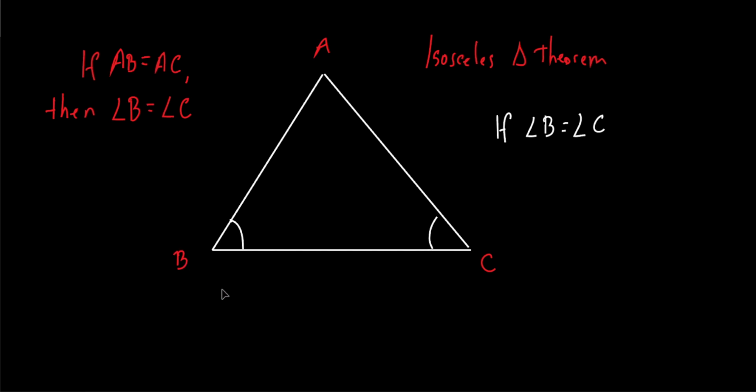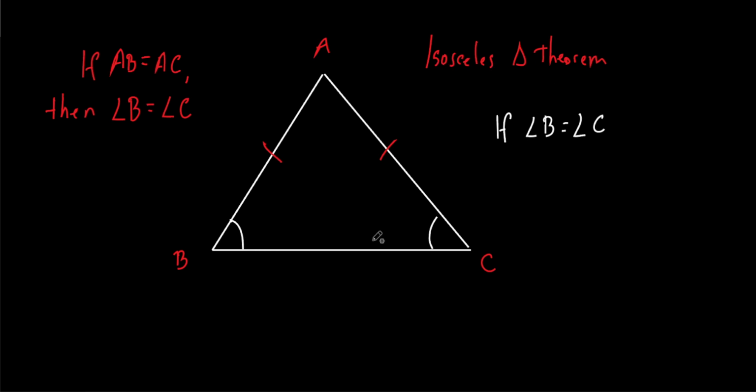So what does that tell us, though? What do you think it tells us about the opposite sides? If these two angles are equal, guess what? Then these two opposite sides are going to be equal to each other. It seems like it's the same exact thing, but it's different because I tell you different information. The first one I said, if the two sides were equal, then the two angles were equal. This one is the converse of the isosceles triangle theorem.